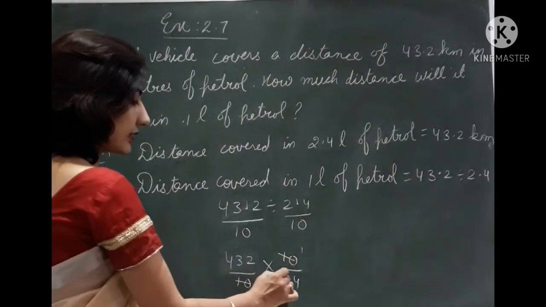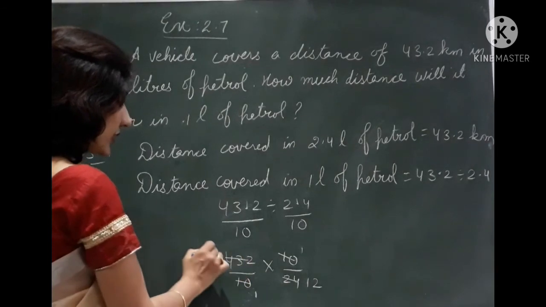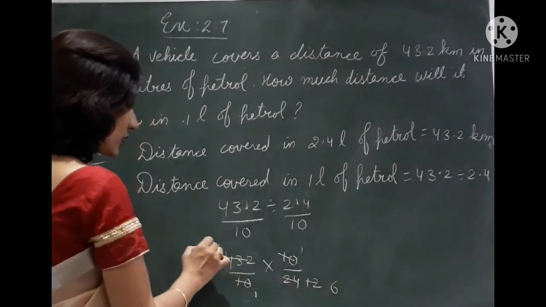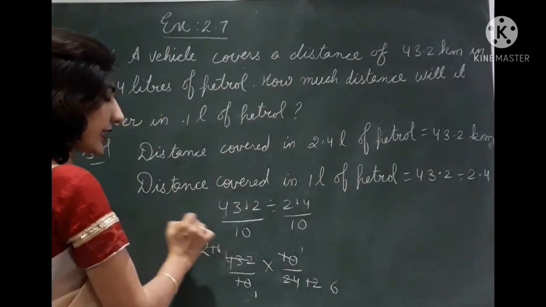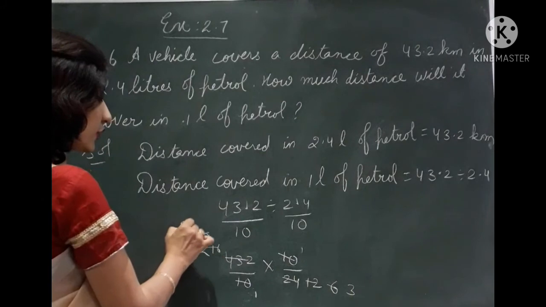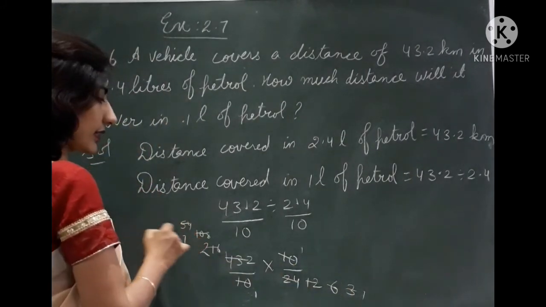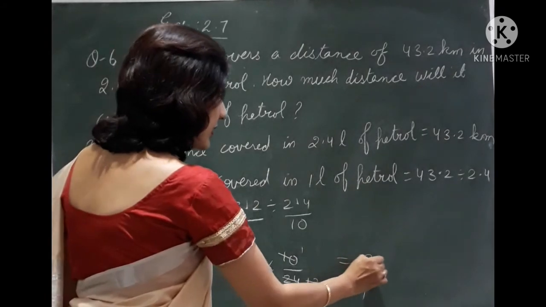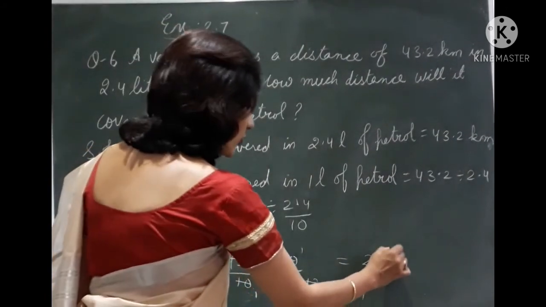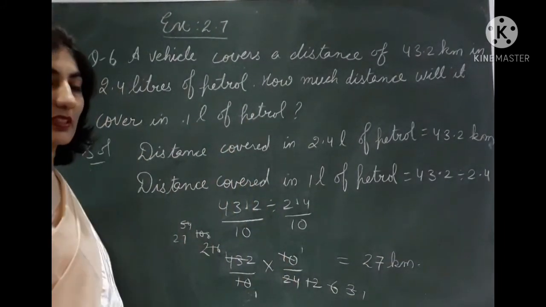Now let us cancel this. 2, if I cancel with 2, 2 12s are 24, and here 216. Again by 2, 2 6s are 12, and here 108. Again by 2, 2 3s are 6, and here 54. Now by 3, 3 1s are 3, and here 27. So I am left with 27. So the distance covered in 1 liter of petrol is 27 kilometers. With this, exercise 2.7 is complete.